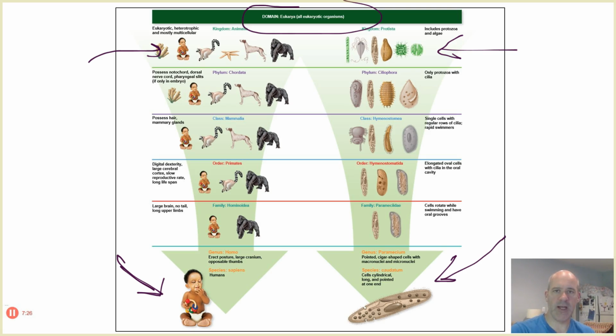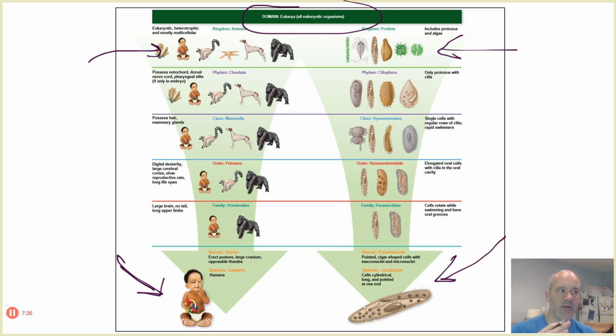For example, we're in the class Mammalia. Classes are divided into more closely related living things called orders. We're in the order Primates. And then orders are divided into families. So we're in the family Hominoidea. And if you look over on the right-hand side of the diagram, the paramecia are in their own family.